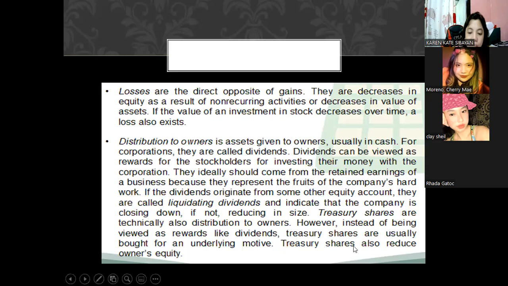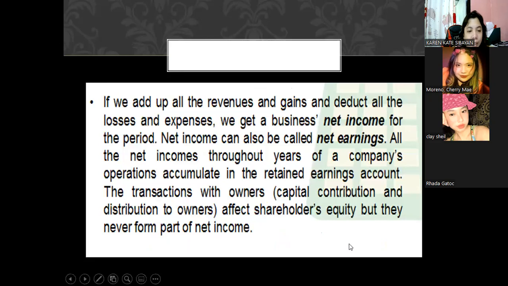Okay? Ano ba yung nakakapagpababa? So, take note of that. So if we add up all the revenues and gains and deduct all the losses and expenses, we get business net income for the period. Net income can also be called net earnings. Net income is usually used in the sole proprietorship. Net earnings naman kapag corporations and cooperative. Okay, all the net incomes throughout years of the company's operation accumulate in the retained earnings account.